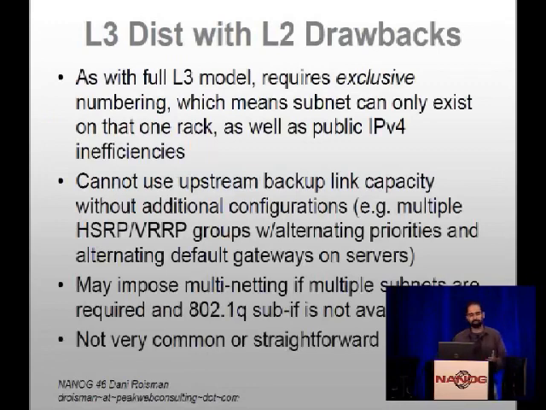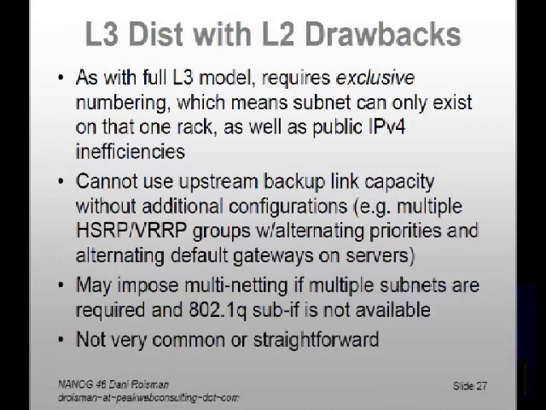One of the drawbacks, of course, as we said with layer 3, you need exclusive numbering. So one subnet is locked to that rack. So you're also going to get IPv4 inefficiencies. You can't use the upstream backup link capacity from the servers to the distribution unless you're running additional configuration. You may have 2 VRP IPs with alternating servers. There is a proprietary GLBP, which alternates MAC responses. There are fancy ways to get around it. Again, I'm a keep-it-simple-stupid kind of guy. You just can't use your backup in the upstream direction, although you can use it down towards the servers.